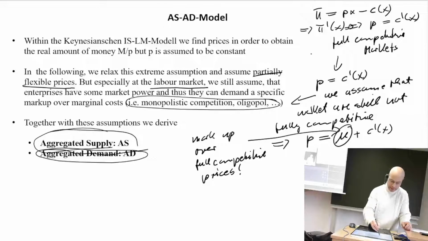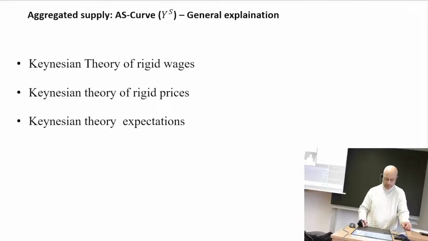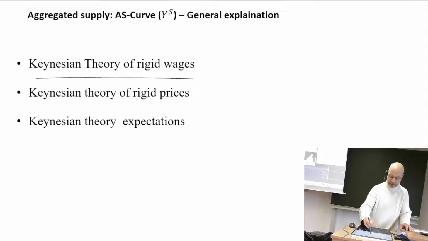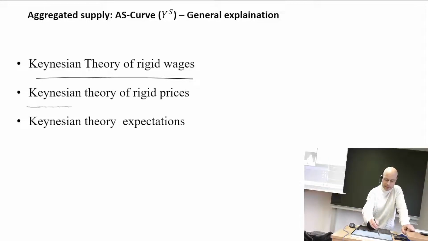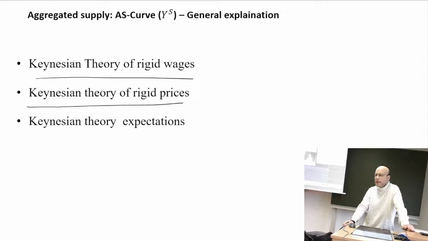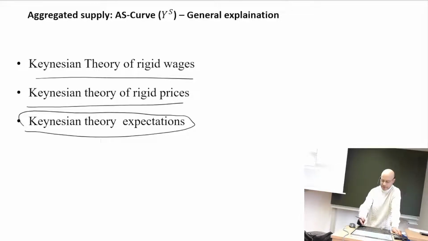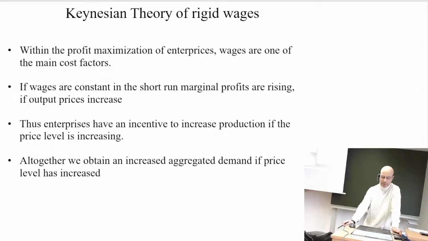So this AS curve, we want to derive the dependence on prices of aggregated demand in a qualitative way, and there are mainly three explanations. And the first is the Keynesian theory of rigid wages, the Keynesian theory of, in general, not only in the labor market, but we also assume that there are also some other commodities where the adjustment process is not that fast as we need it in full competitive markets. And then there's also a theory about expectations, which could also explain the dependence of supply on prices. Let's start with rigid wages.